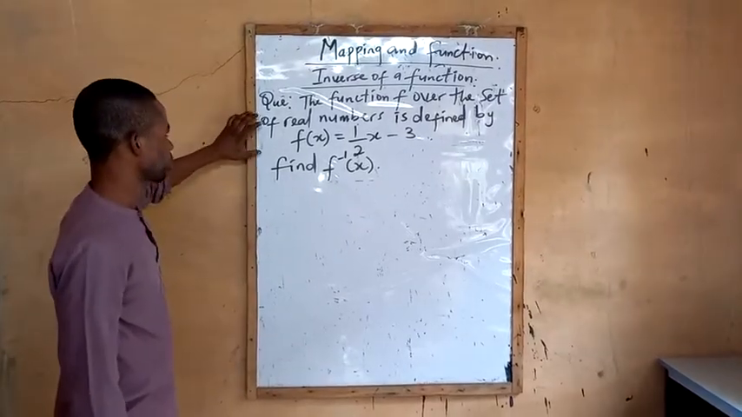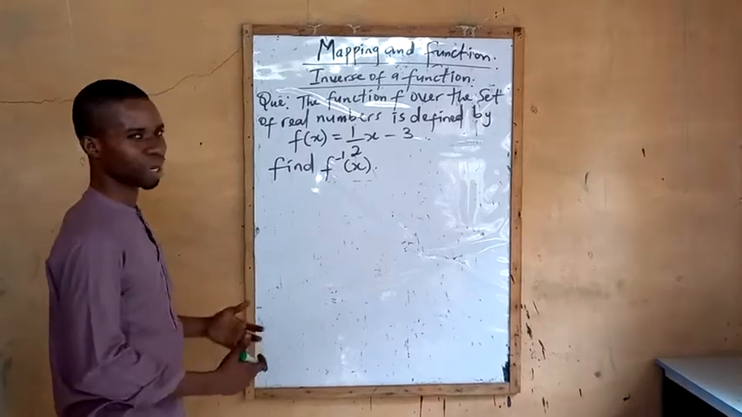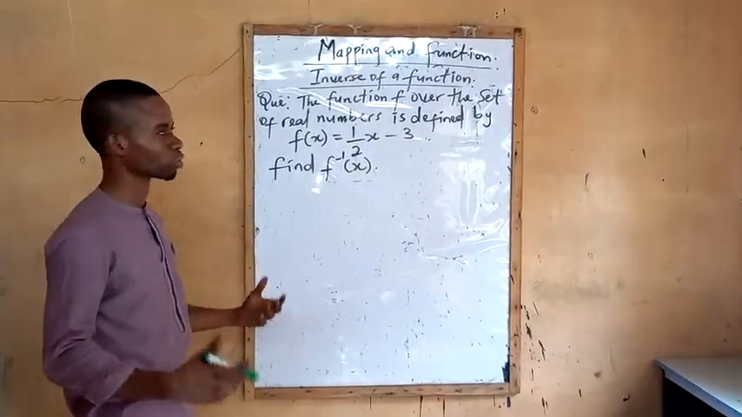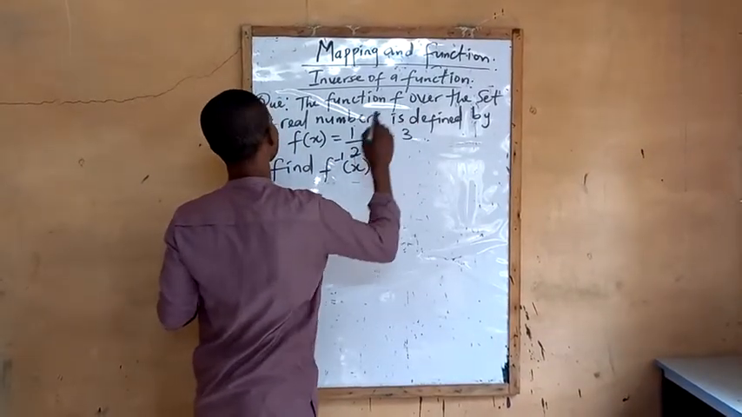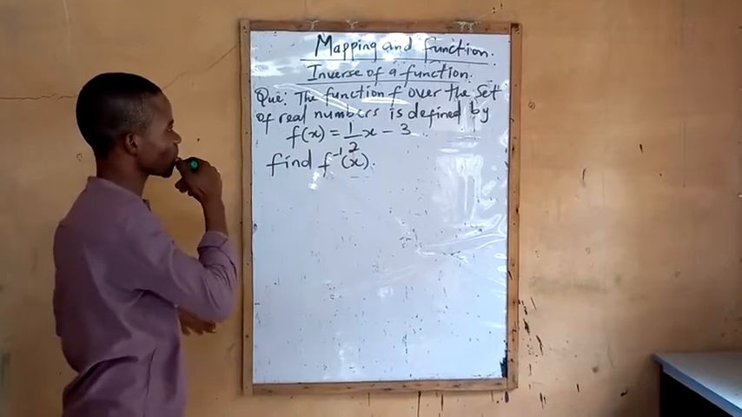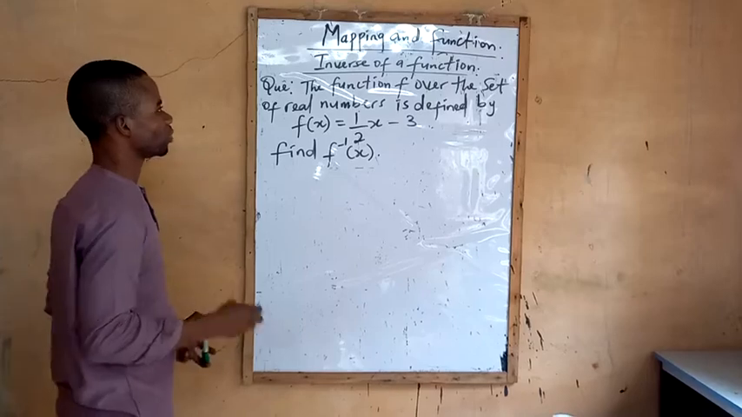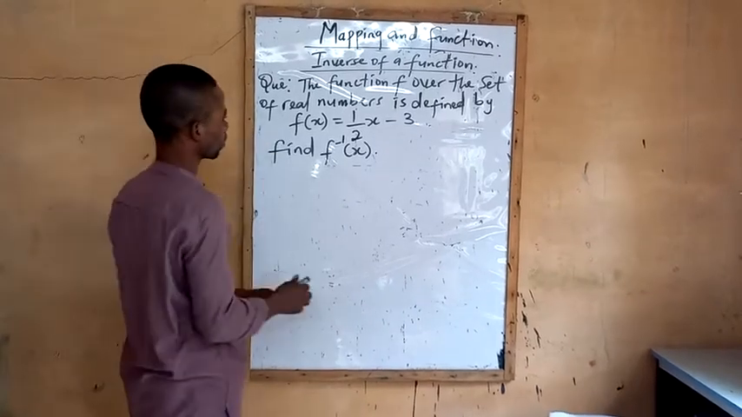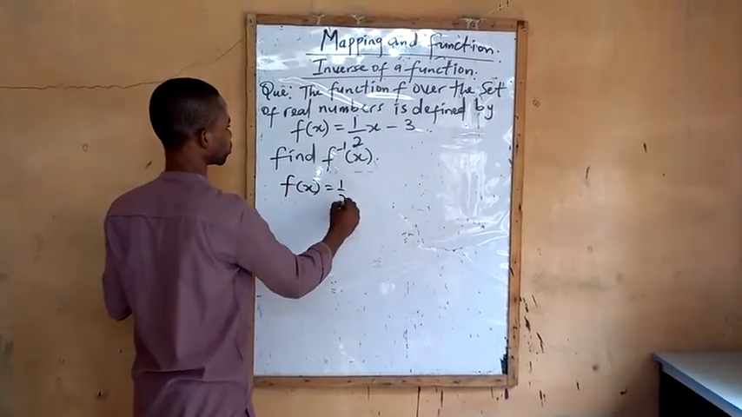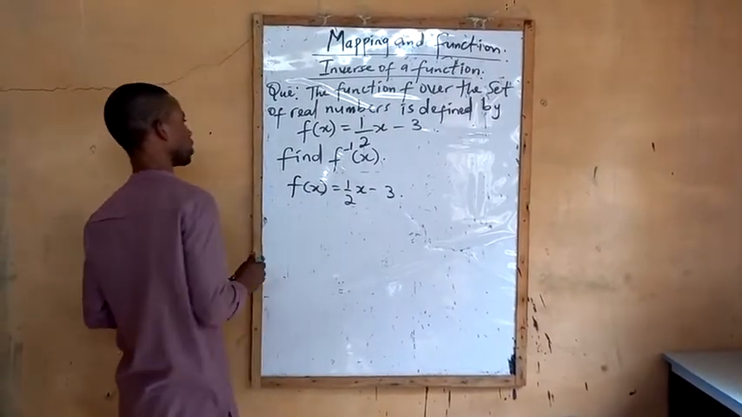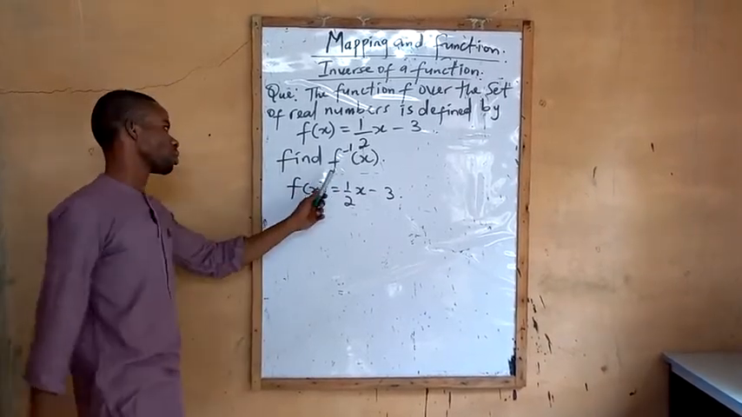Let's take a look at this question once to explain, and we now take two or three more, and I believe we are going to understand what we call the inverse of functions. They said the function f over the set of real numbers is defined by this. Now, f of x is 1 over 2x minus 3. We should find the inverse of f of x.